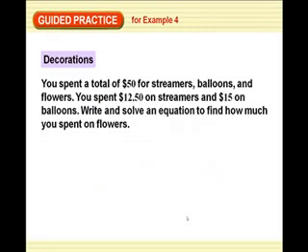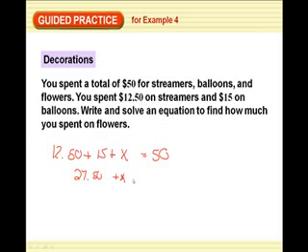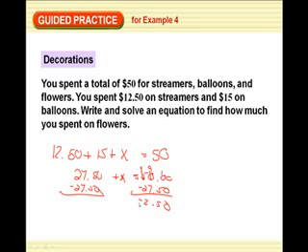Guided practice for example 4, it says you spent a total of $50 for streamers, balloons, and flowers. You spent $12.50 on streamers, $15 on balloons. Write and solve an equation to find out how much you spent on flowers. So you spent $12.50 plus 15 plus x, we don't know, equal the total of 50. $27.50 plus x equals 50, so minus $27.50. You guys notice you do this kind of stuff all the time, you just don't think of it algebraically. $22.50 is what you spent on flowers then.